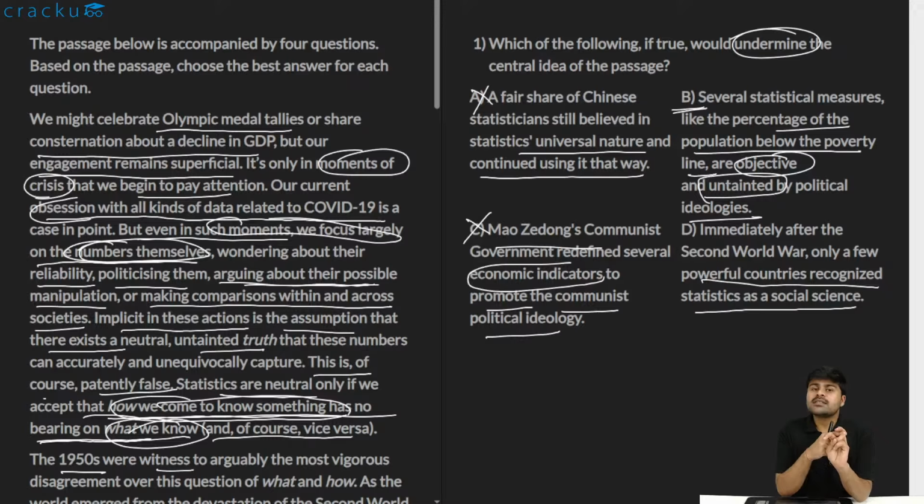They both considered statistics as a social science. So at least 2 countries were there. So there were some countries who saw statistics as social science. So this is also correct and does not really undermine the ideas presented in the passage. The only option which goes against the passage is option B, and therefore B is the correct answer.